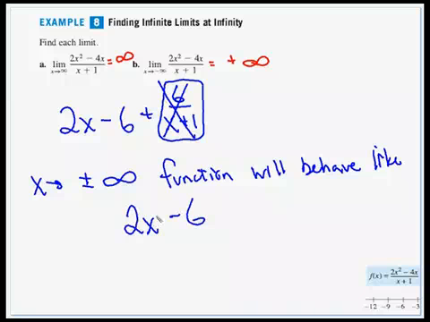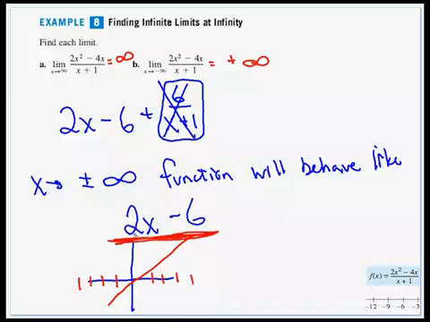And what is 2x minus 6? It's a straight line, positive slope. So quick little sketch here, 2x minus 6. And we're not even concerned about the y-intercept being negative 6. We just know it has a positive slope. So as we head off toward positive infinity on the x-axis, our original function will also head off toward positive infinity. And as we head toward negative infinity, again, our function in the long run is going to behave just like this line. As we plug in negative x values, we will head off toward negative infinity.